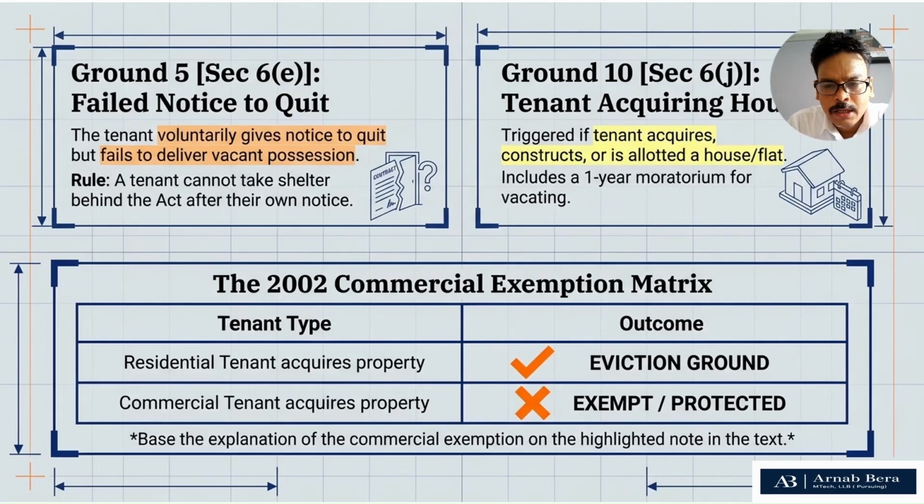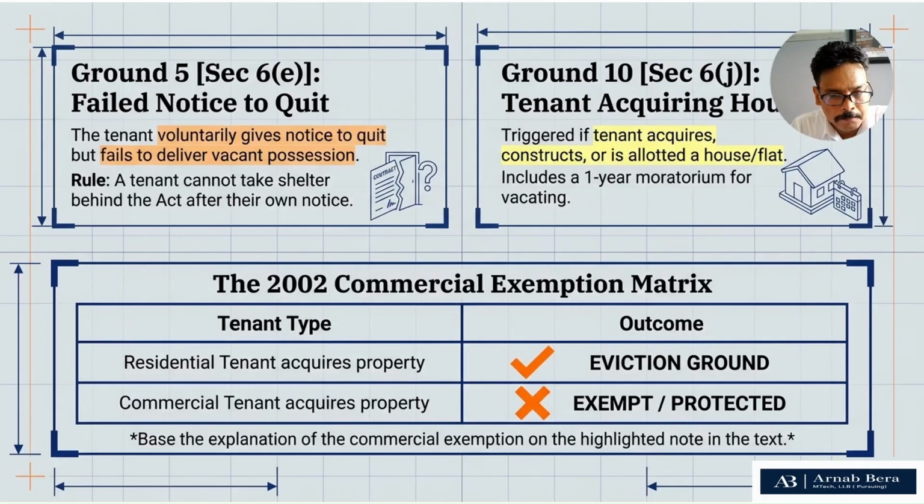So, ground 5, it's section 6E. The tenant is given a notice to quit, but he fails to vacate the possession. So this could be another ground for eviction. Then ground 10, which is section 6J: if the tenant acquires a house, construction, or allotted house or flat, anything, there is a 1 year moratorium for vacating. So he will get 1 year time to vacate the previous premises. This is under ground 10.